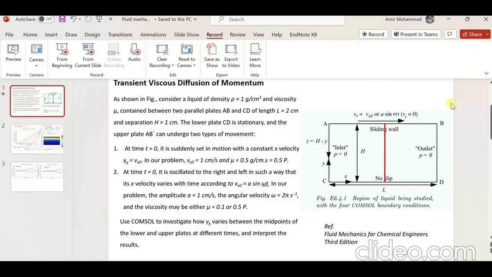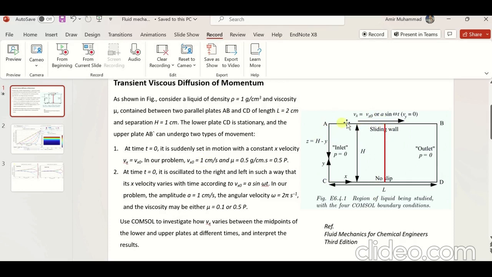In part 1 of this tutorial, we simulated the velocity profile between two plates where the bottom plate was at rest and the top plate was moving with a velocity Vx naught, which was 1 centimeter per second. Then we plotted the velocity profile at the midpoint.